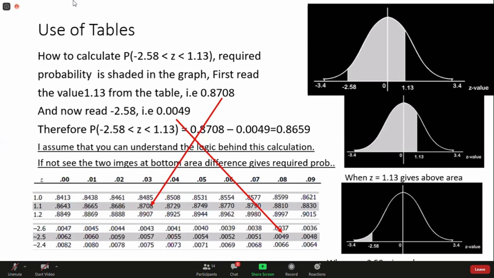Right. Now, I don't know whether you can understand how to read the tables in different manners. The first thing is the less than values. If it is a less than value, directly you can read the value from the table. If it is a greater than value, you have to take 1 minus the table value. The third category is this one. If it is given by a range like that, it is the second reading minus the first reading.